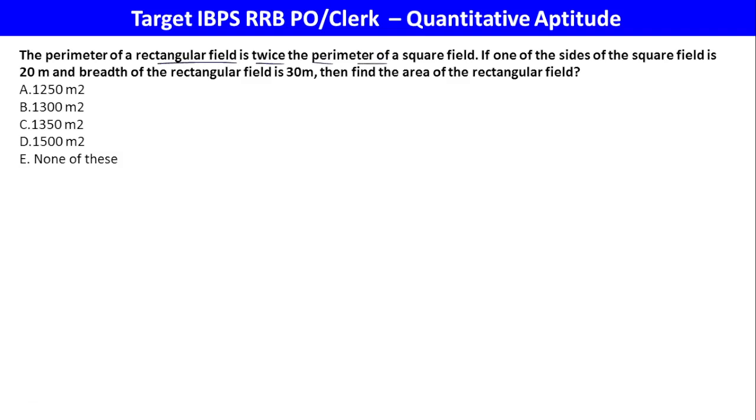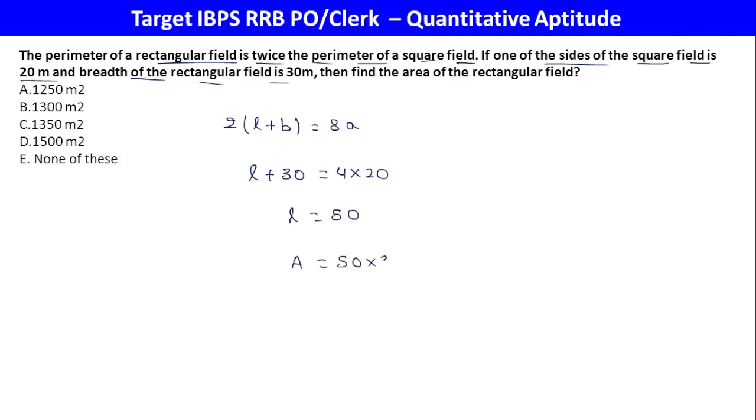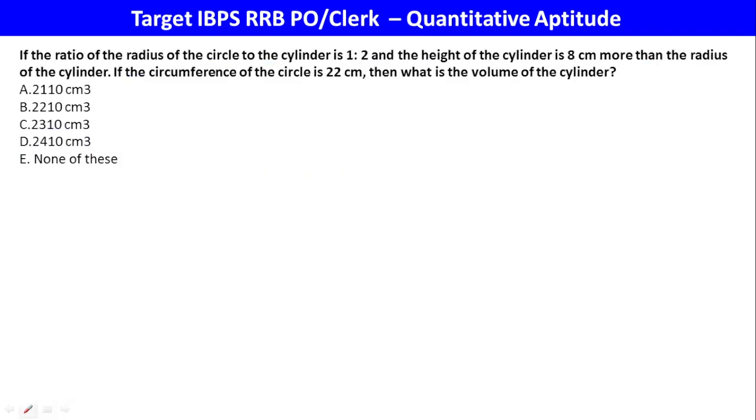The perimeter of the rectangular field is twice the perimeter of the square field. Perimeter of rectangle 2 into (l plus b) is twice that of the perimeter of the square field. 4a twice is 8a. If one side of the square field is 20 meters and the breadth of the rectangle is 30, then length plus 30 is equal to 4 times 20, which is 80. Length is 50. Area is 50 into 30, 1500 meter square. Option D is the correct answer for this question. Next question.